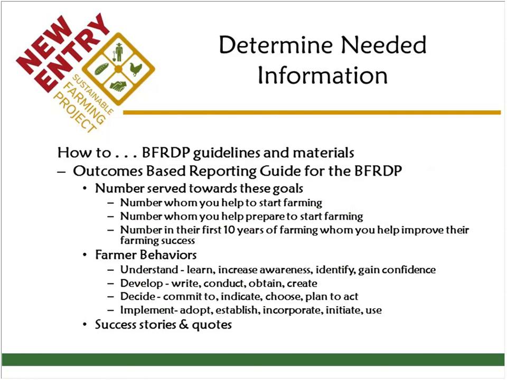So here are some of the basic questions to include that are discussed in the outcome-based reporting guide. And so it's being prepared for what will need to be reported later, and the BFRDP currently has set up to report the number of people that you've served towards these 3 goals, of those you've helped to start farming, help prepare to start farming, and those you've helped improve their farming success. And even though the way it's currently set up is to just report the number of people you've served towards those goals, these can also be really useful outcomes and indicators to track as well, to see how many people actually did start farming and how many people state that they are more prepared to start farming.